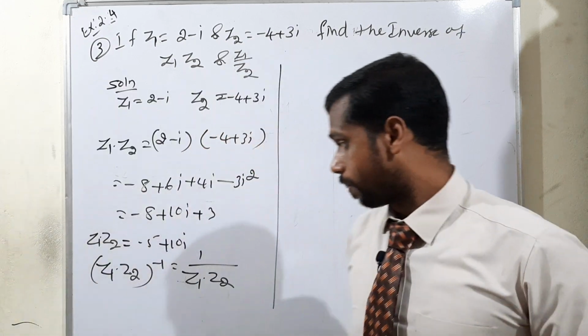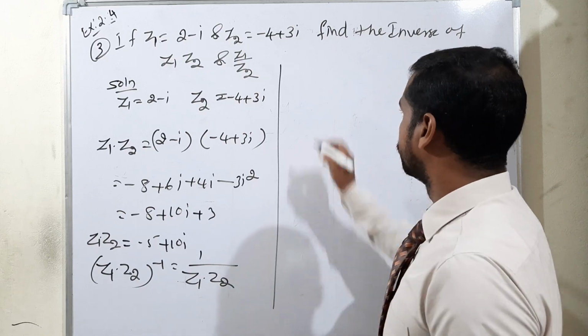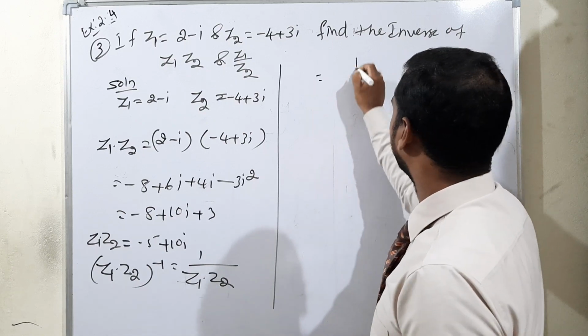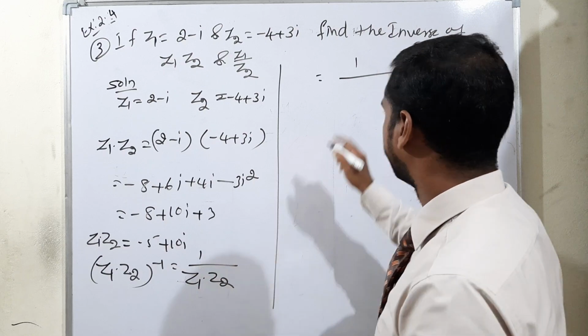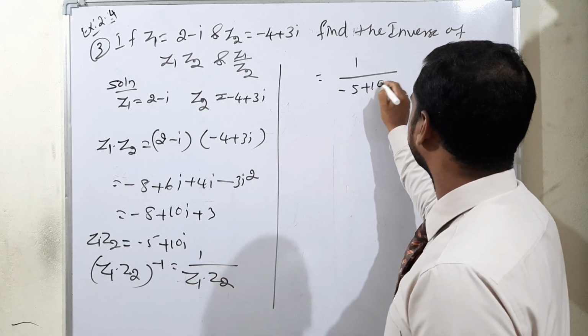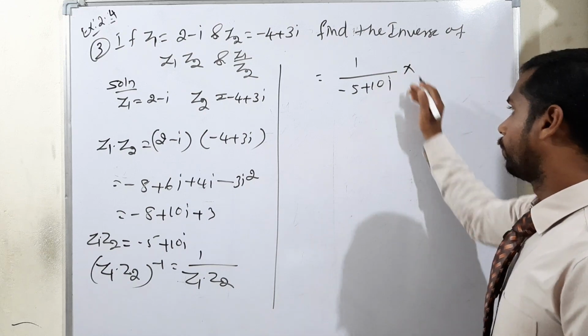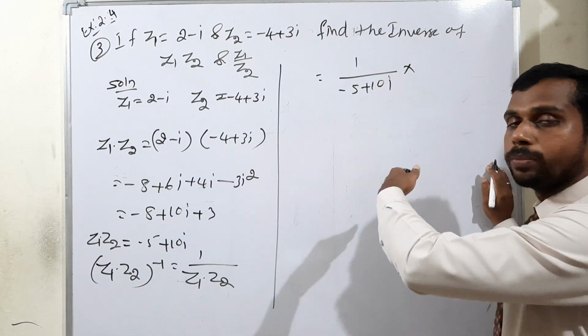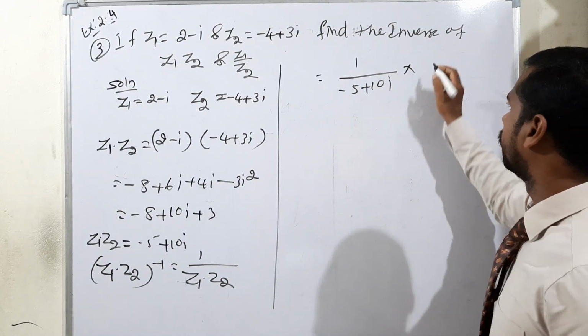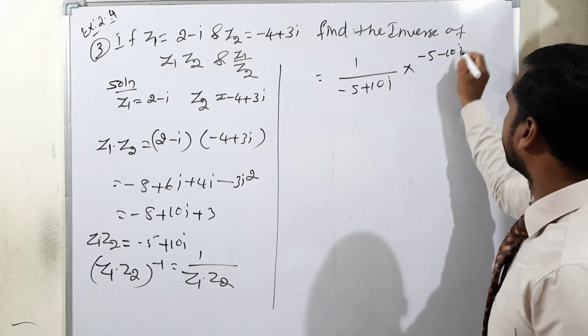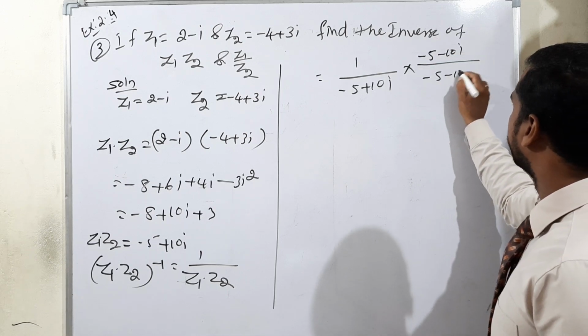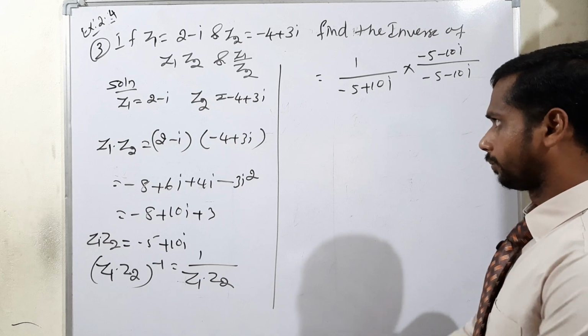So now the inverse of Z1 into Z2 is equal to 1 by, what is the value? Minus 5 plus 10i. This is not a standard form, so we have to multiply both sides by the conjugate. Conjugate means minus 5 minus 10i divided by minus 5 minus 10i.